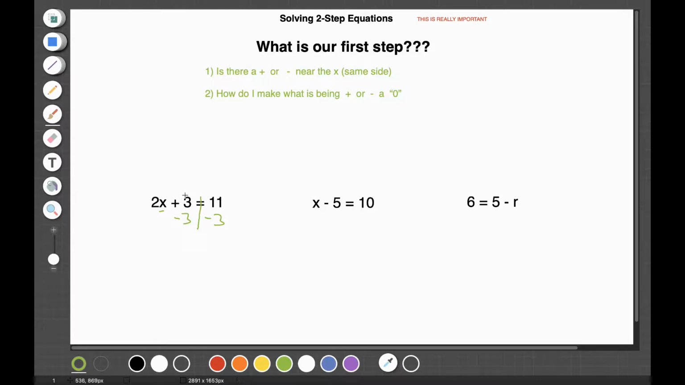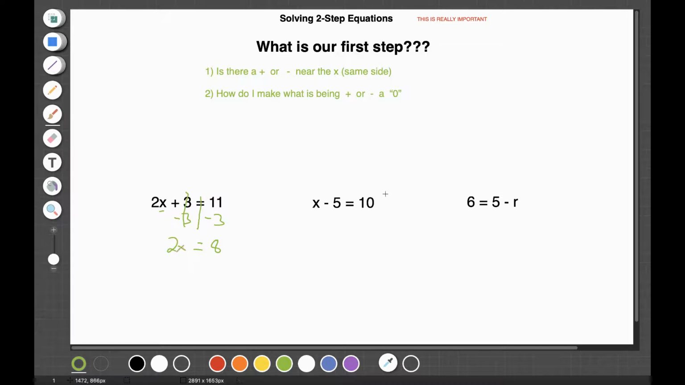Let's see, we can finish it up. 3 minus 3 is 0, and that's why it cancels out, because that's 0. Well, we don't need to write that, but we just know that that's 0. 11 minus 3, 11, 10, 9, 8. So we know that that's 8. So we have 8 equals, and what's left here is 2x.